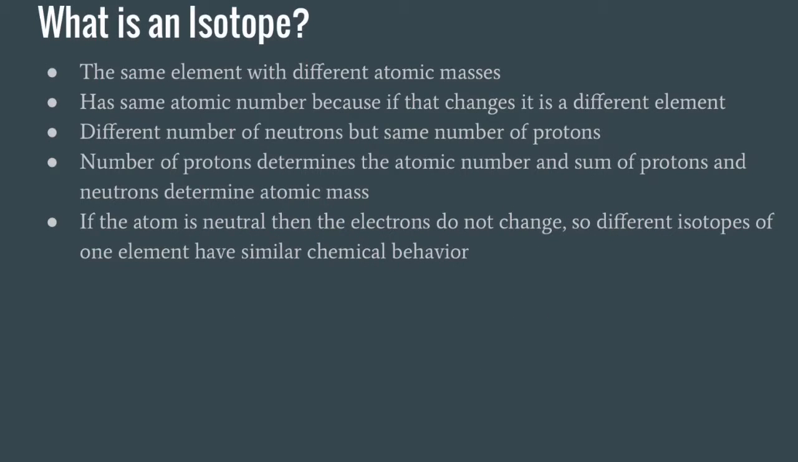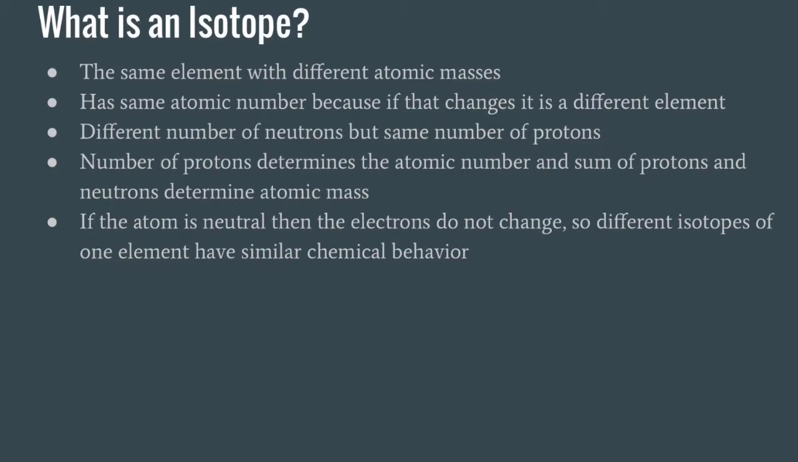Isotopes are the same element with different atomic masses. They have to have the same atomic number because if that changes, then the element also changes. Different isotopes have different numbers of neutrons but the same number of protons. This is because the number of protons determines the atomic number, and the sum of the number of protons and neutrons determines the atomic mass.